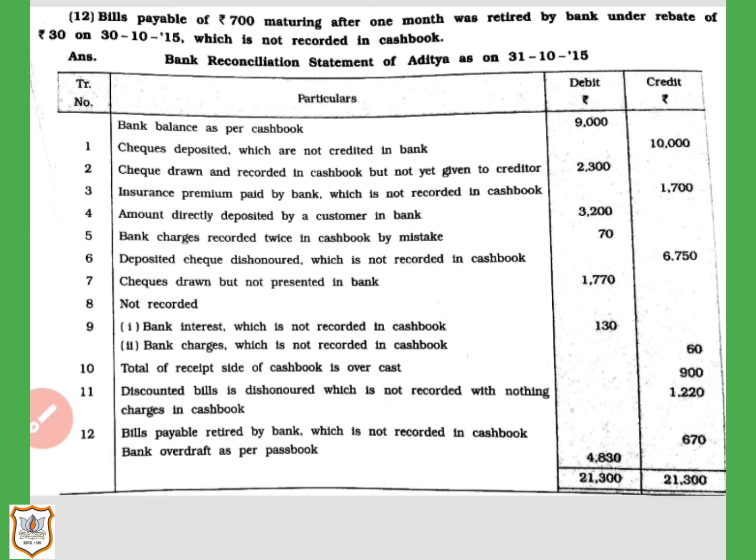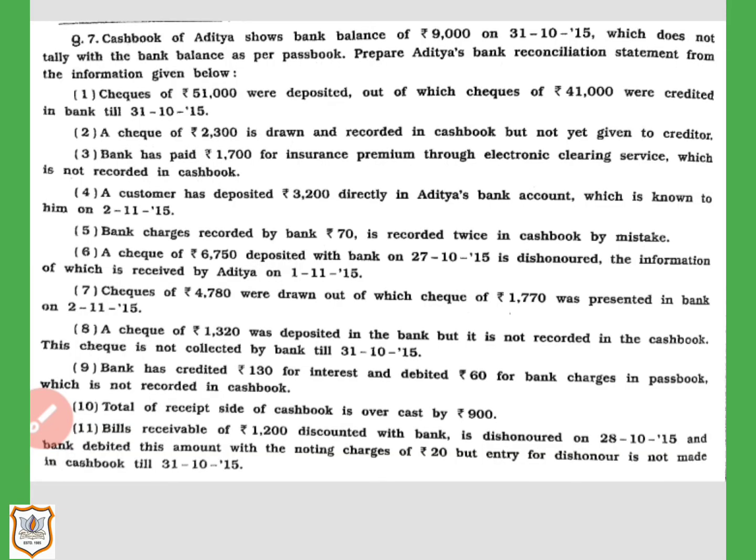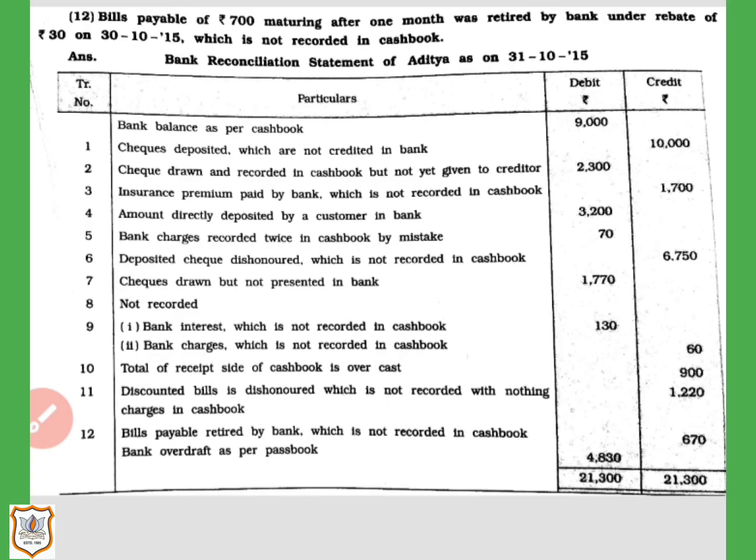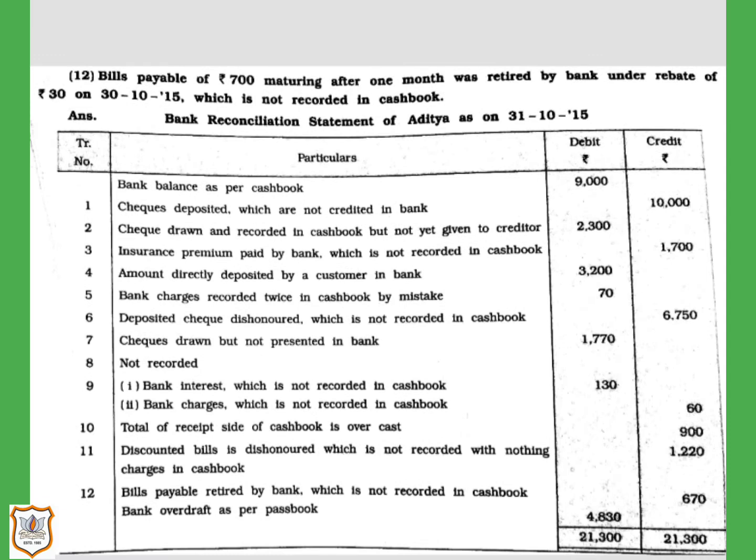Next, information number 8. Here it is, a check of rupees 1,320 was deposited in the bank but it is not recorded in the cash book. This check is not collected by the bank till 31st October 2015. Here, as this transaction is not recorded in cash book and passbook till 31st October 2015, it will not be recorded in the bank reconciliation statement. So for this we will write not recorded. Here it is.